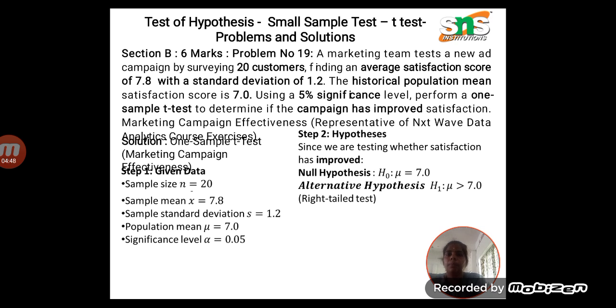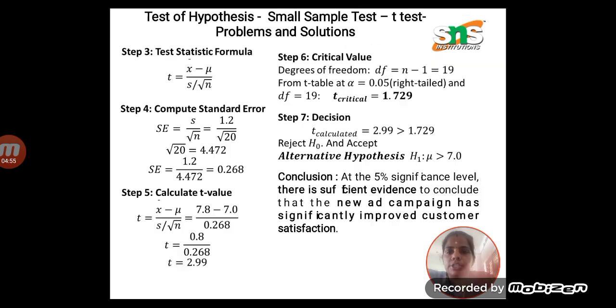To say no improvement, the population mean should be equal to 7.0. If it is not, then it is greater than 7.0. That is our population mean. For this also I am going to calculate the t value by using the t formula. I get x bar minus mu divided by s by root n. The x value is 7.8, the mu value is 7.0, divided by the standard deviation 1.2 and the total number of customers is 20. If I simplify it, I will get 2.11.